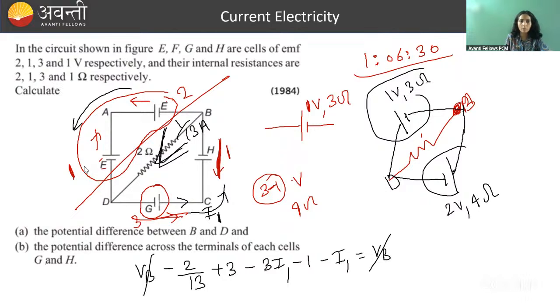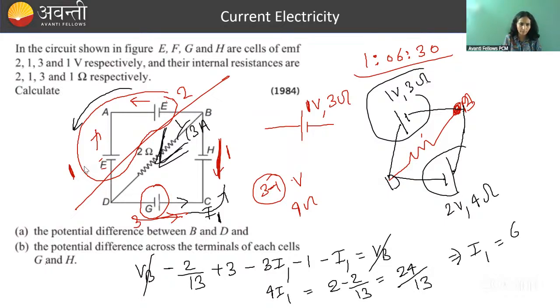Cut कर दो. What is the value of I1 we are going to get? +3 -1 +2. So 4I1 is equal to how much it will be? 2 minus 2 by 13. And this is your 24 by 13 it looks like. है ना? 4I1. So I1 कितना हो गया तुम्हारा? I1 हो गया 6 by 13 ampere. So current is 6 by 13 ampere. In which branch? In the branch BCD.